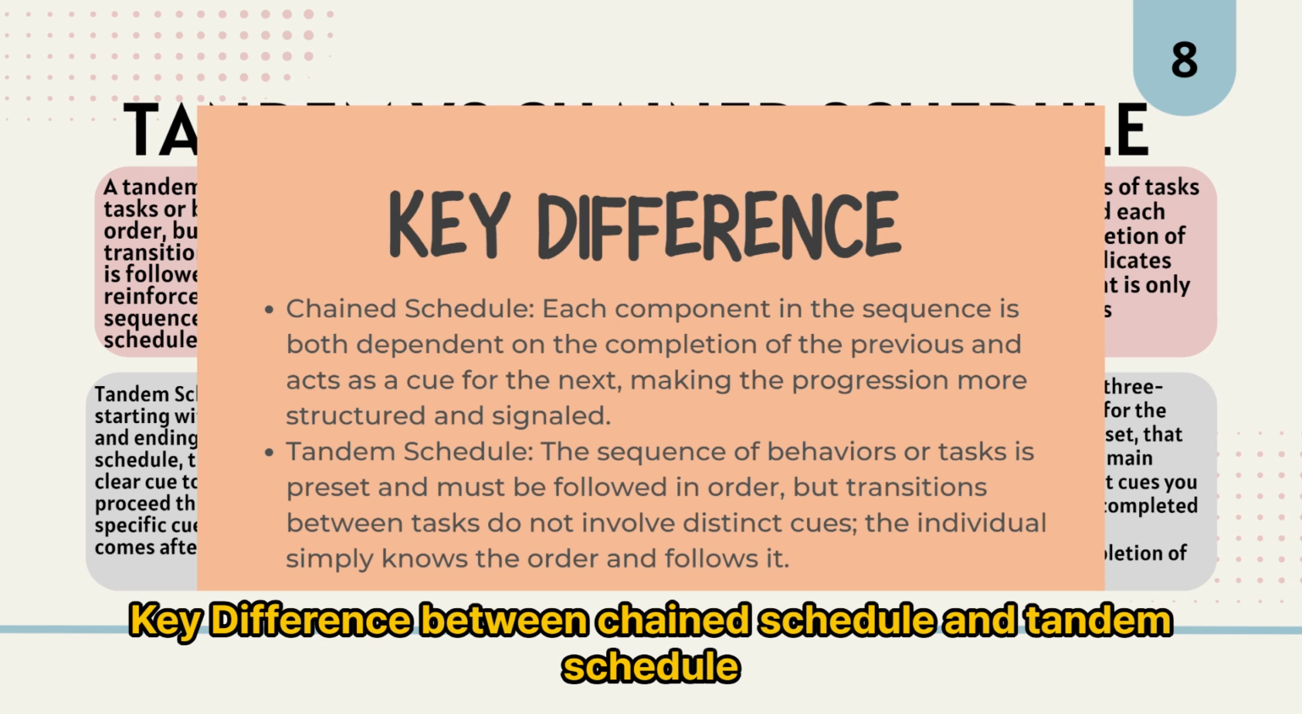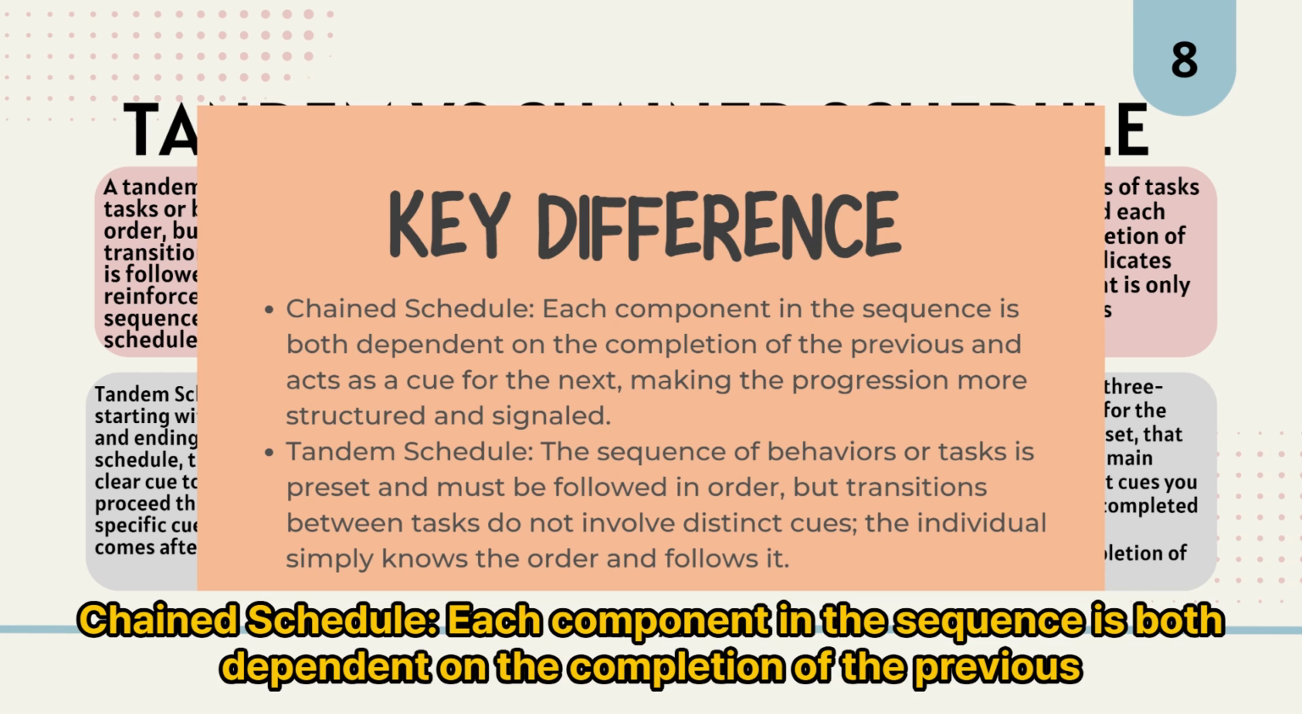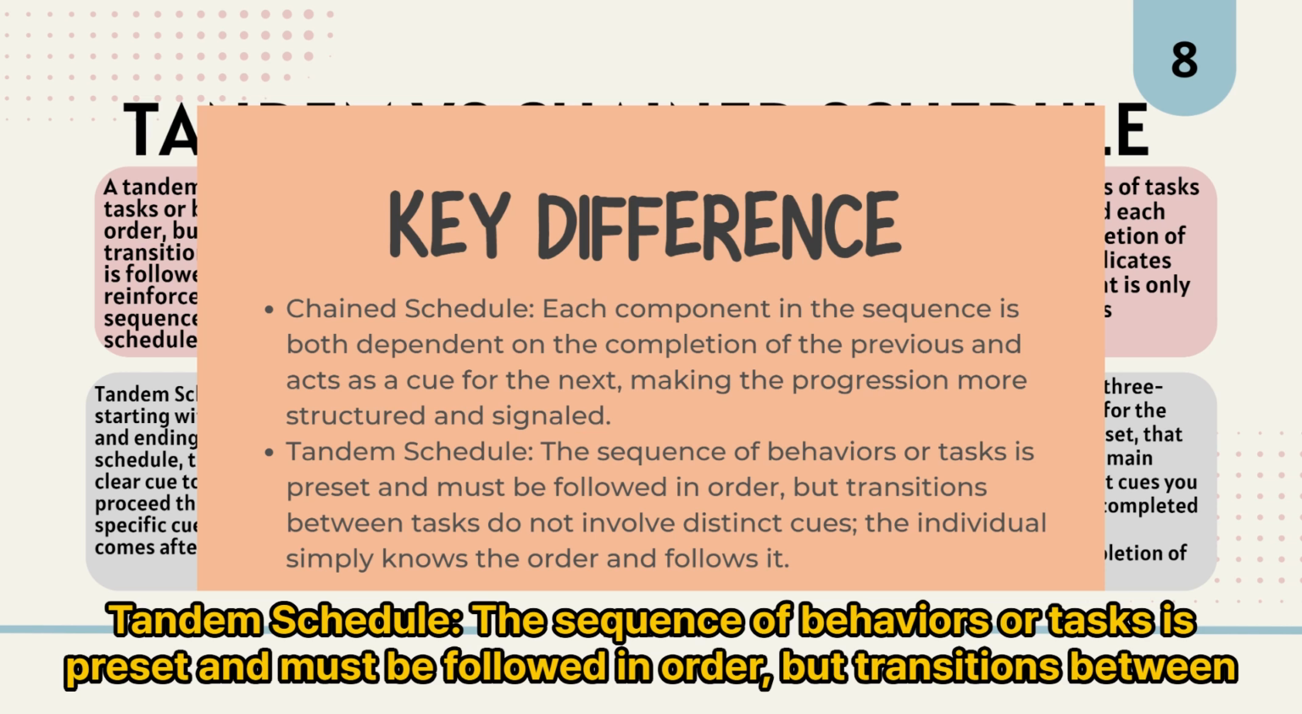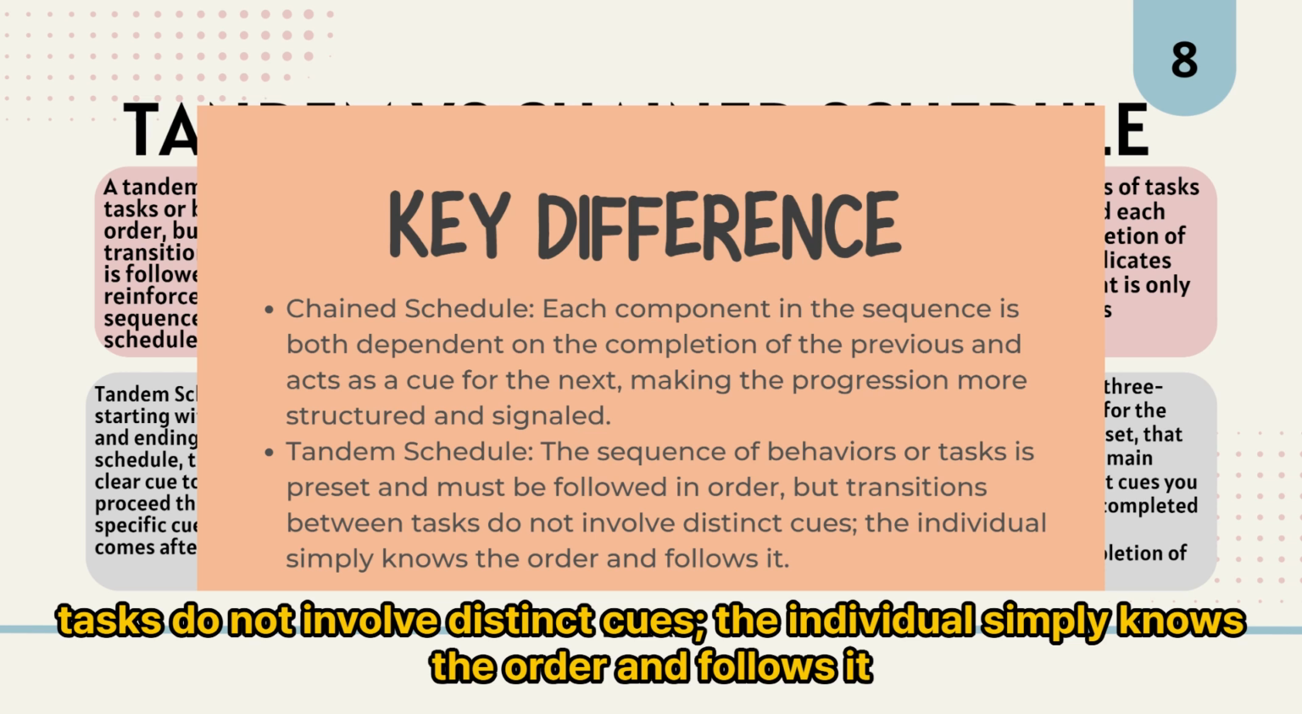Key difference between chained schedule and tandem schedule. Chained schedule: each component in the sequence is both dependent on the completion of the previous and acts as a cue for the next, making the progression more structured and signaled. Tandem schedule: the sequence of behaviors or tasks is present and must be followed in order, but transitions between tasks do not involve distinct cues. The individual simply knows the order and follows it.